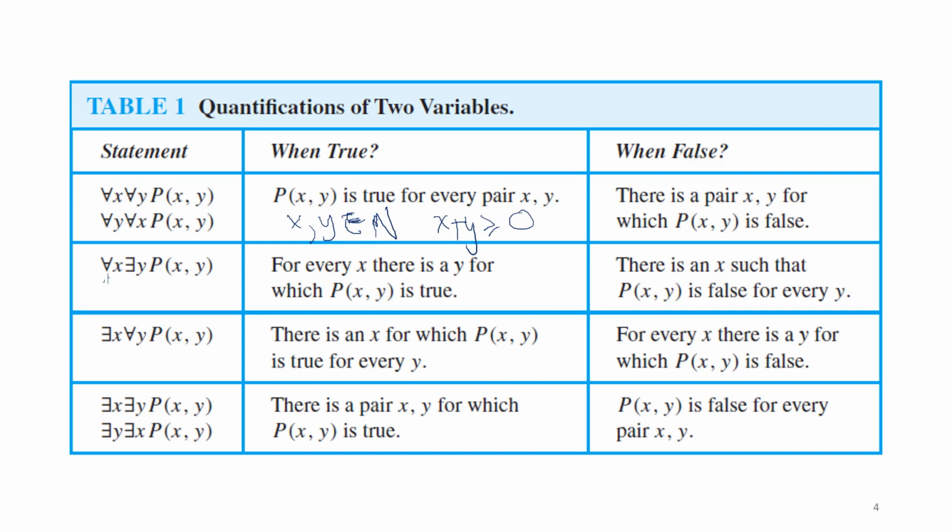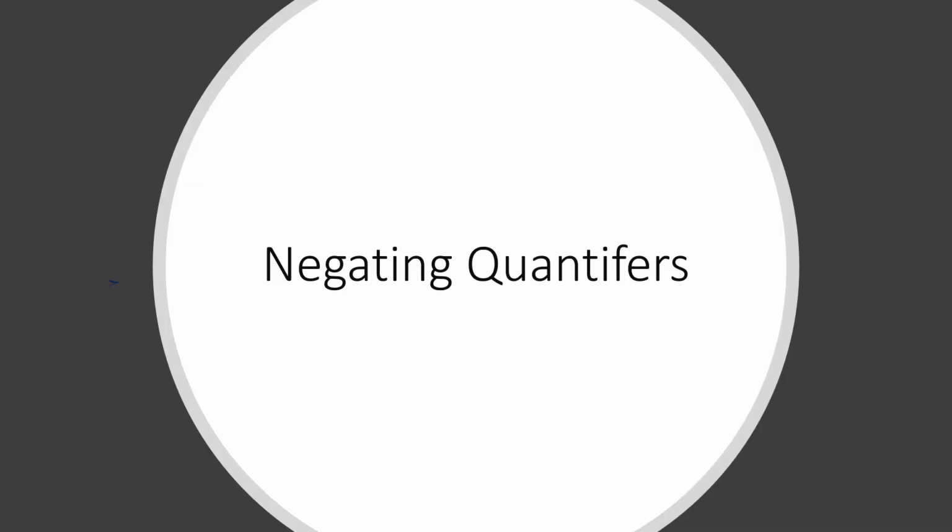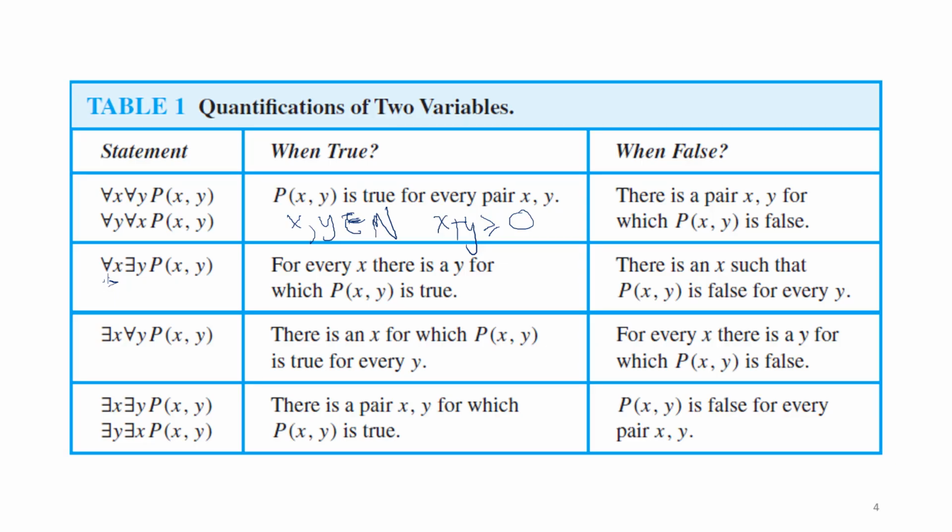This one we want to interpret as: for all x, I can find a y such that P(x,y) is true. For instance, if I take the statement P(x,y) to be that x plus y is 0, this means that given any x, I can find a y, which I know to be minus x, such that this statement is true. So this one says for all x, there's a y that can make P(x,y) true.